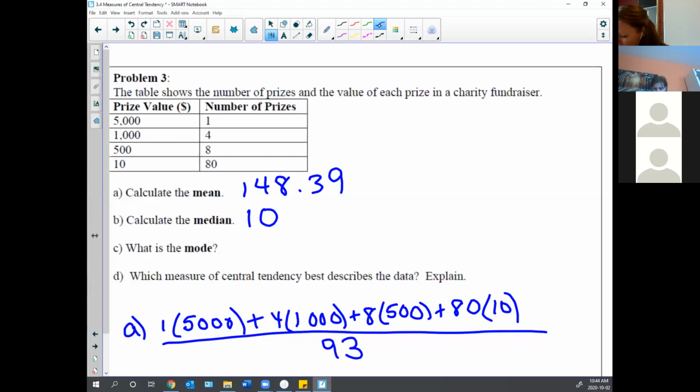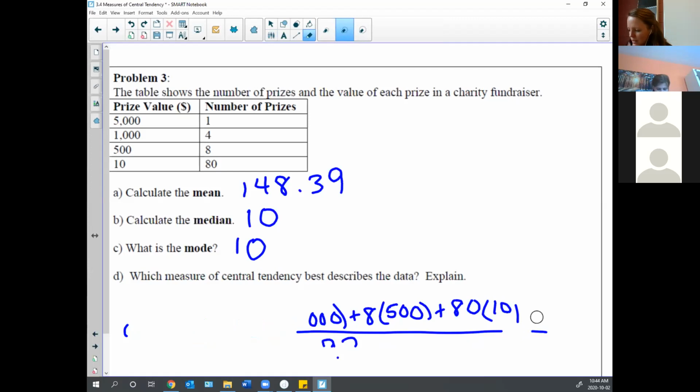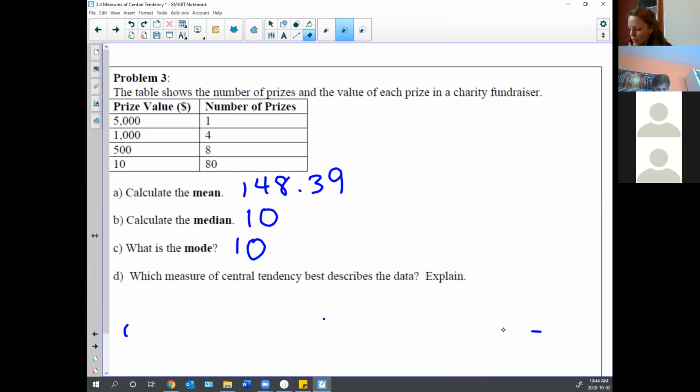So my mode is going to be 10. Okay, so then this next question says, which of these values best describes the data? If you went to this fundraiser, what is your best possible chance of winning something? Probably the median and the mode.